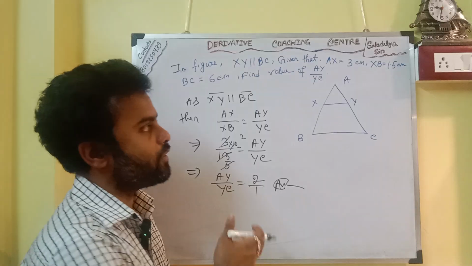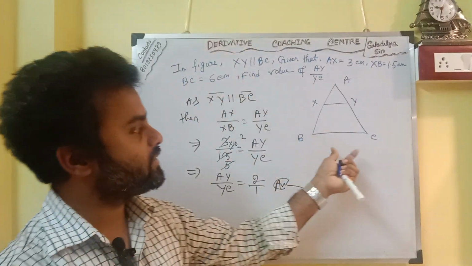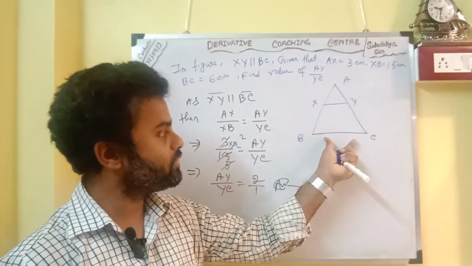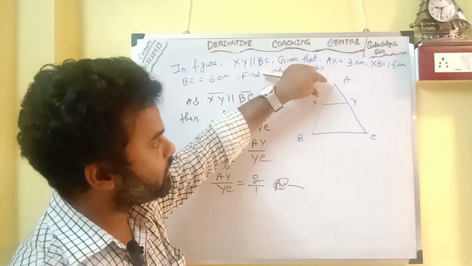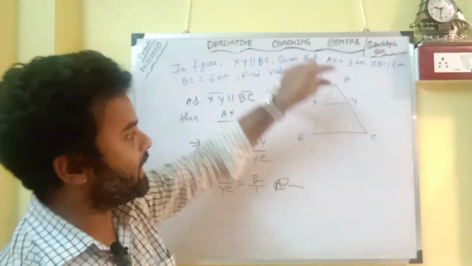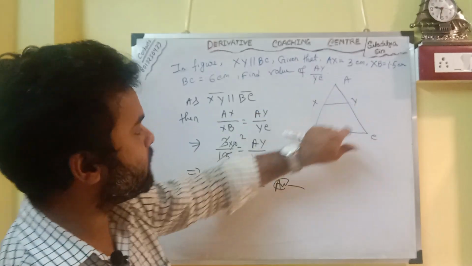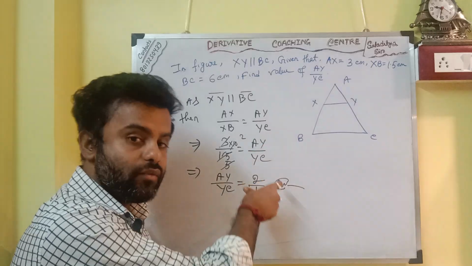So you have to solve this kind of problem in this process. And this length of BC is just useless. We need not use this length of BC. You just apply the formula, Thales' theorem, that if XY is parallel to BC, then we can easily say that AX by XB equal to AY by YC. From this relation you can find the ratio of AY and YC.